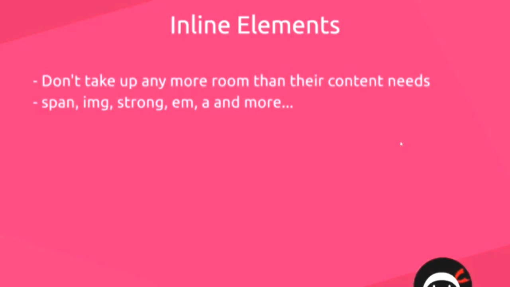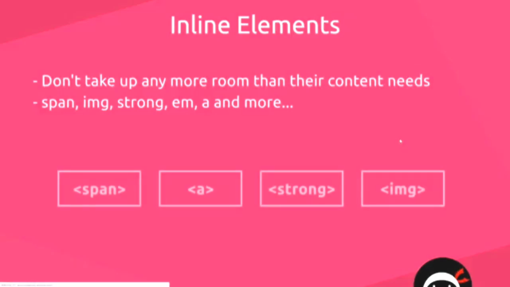So a few examples of inline elements include an image tag, an anchor tag, span, strong, EM, and a few more. Now, if you were to place these one after another inside an HTML file, then they'll sit next to each other on the page until they run out of room, a bit like this.